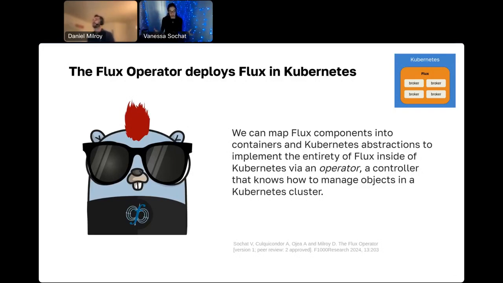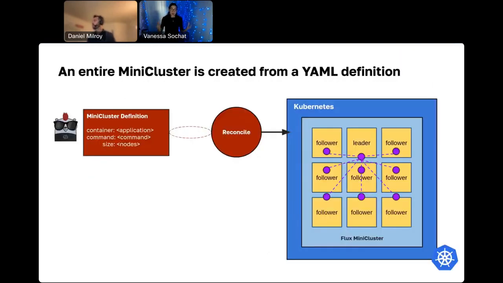This application that's running in Kubernetes that knows how to create these mini clusters, that is called an operator. You can think of an operator as an application in Kubernetes that knows how to manage objects, manage the life cycle of those objects. So what does this mean in practice? It means you're going to write a YAML file. If you're not familiar with Kubernetes, there are a lot of YAML files. For our mini cluster definition, this is called a CRD, a custom resource definition.